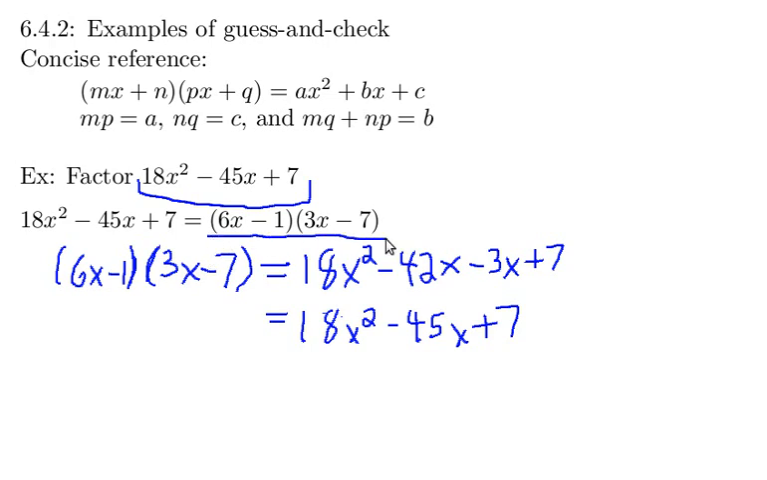So that means that this is going to be our final answer: 6x minus 1 times 3x minus 7. Okay, I knew that was going to be a trip because there are different ways to combine to make 18.